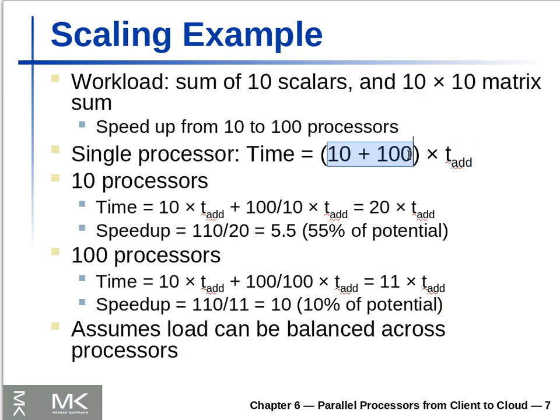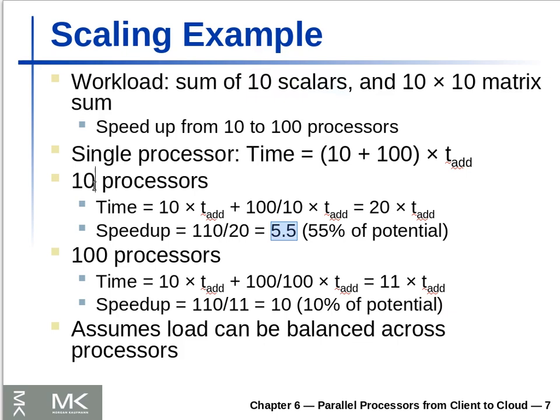So this is the time. By the way, this is just t-add, how long it takes to do an add. Well, with 10 processors, you still have the same number of scalars, but the 10 by 10 matrix is the part that you can parallelize. These scalars have to be done sequentially. So 100 divided by 10 is 10, plus 10 is 20, which means that the speed up, originally it was 110, now it's 20, and so the speed up is 5.5.